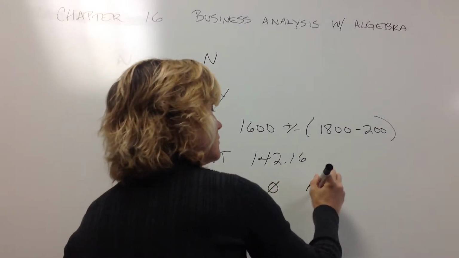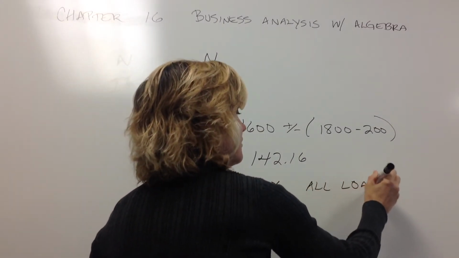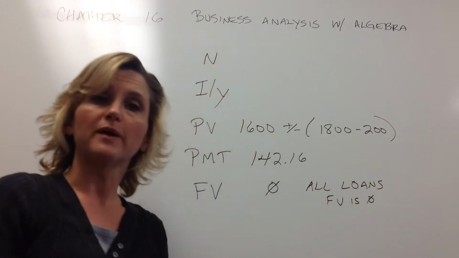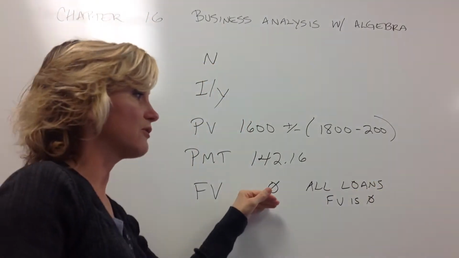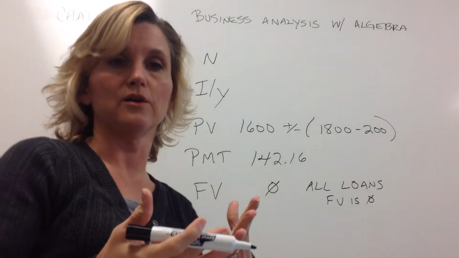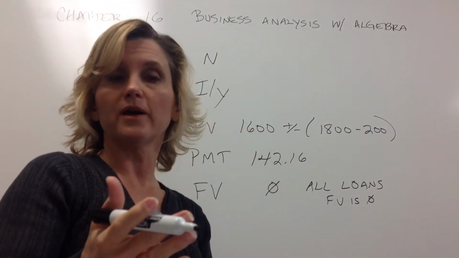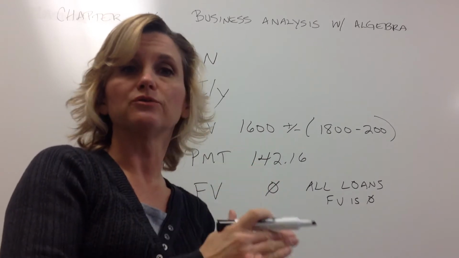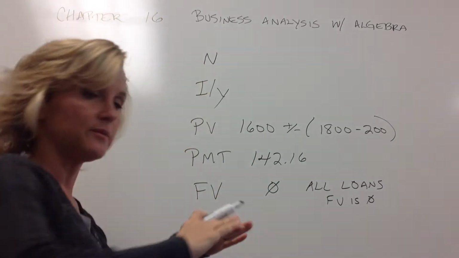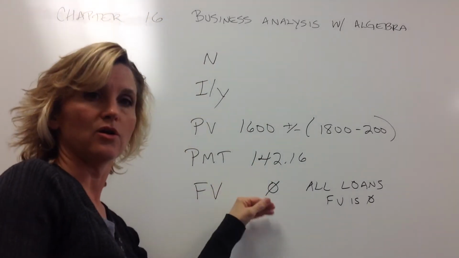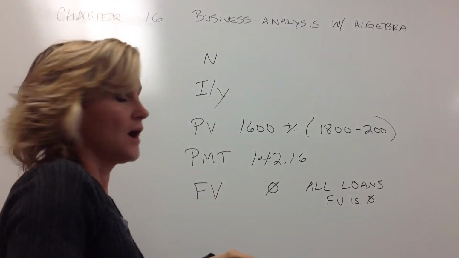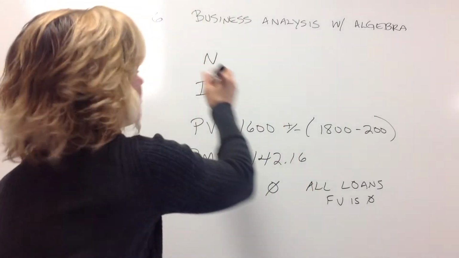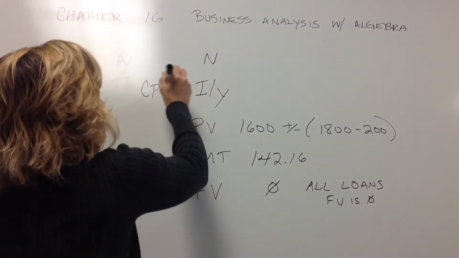With all loans, the future value is 0. So don't get confused by that, because sometimes students want to put a value in there. Just think about if you got a loan and you paid it for all the months that you agreed to pay, what should that future value be? It should be 0. You should owe nothing. So keep that in your mind. The future value on all loans is 0. They want to know, find the annual percentage rate. So that's what we're computing for.